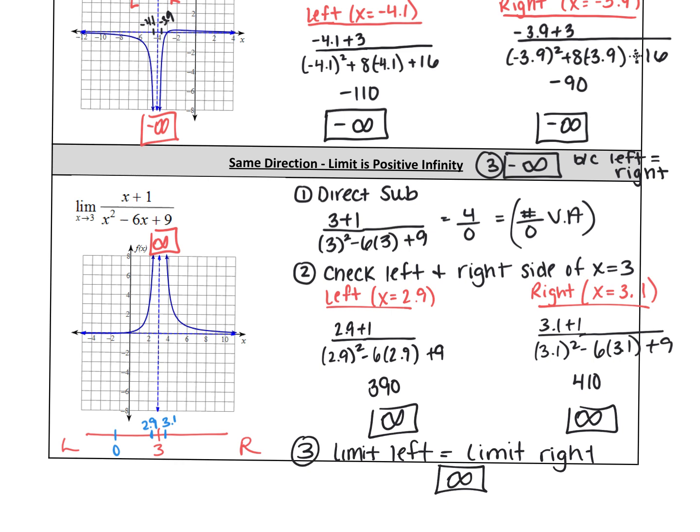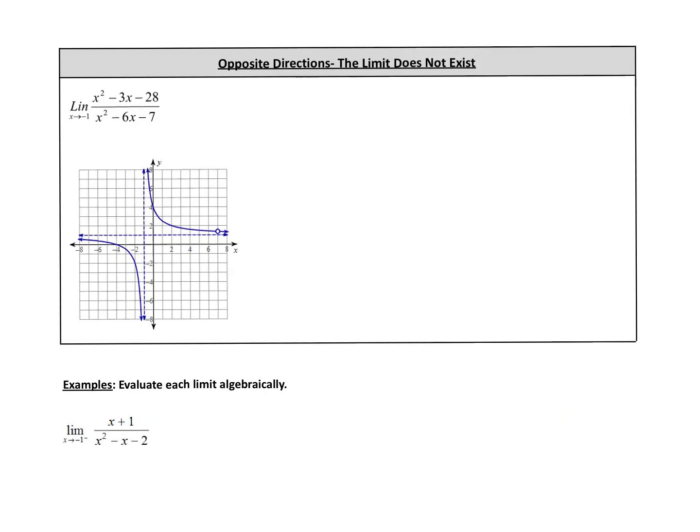All right, what happens if the limit from the left does not equal the limit from the right? So that leads me to example number 3. So we have the limit as x approaches negative 1. So look at the example graphically. Here's negative 1. So if this right here is your negative 1, your vertical asymptote, the limit from the right is going up to infinity. The limit from the left is going down to negative infinity. So since the limit from the left does not equal the limit from the right, this answer we know does not exist. So we need to prove that algebraically.